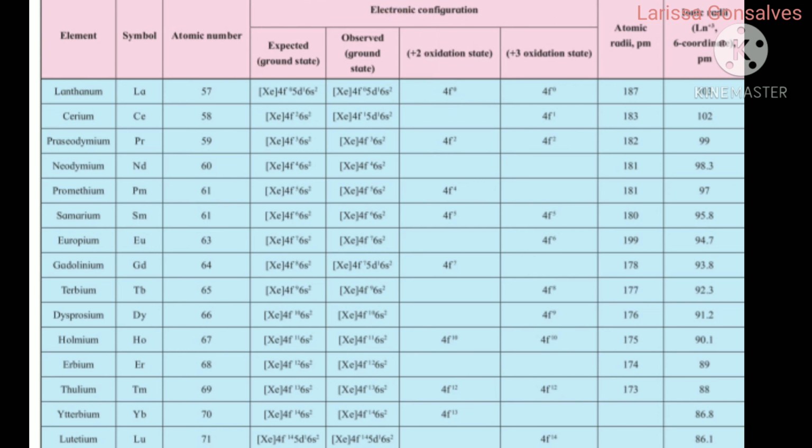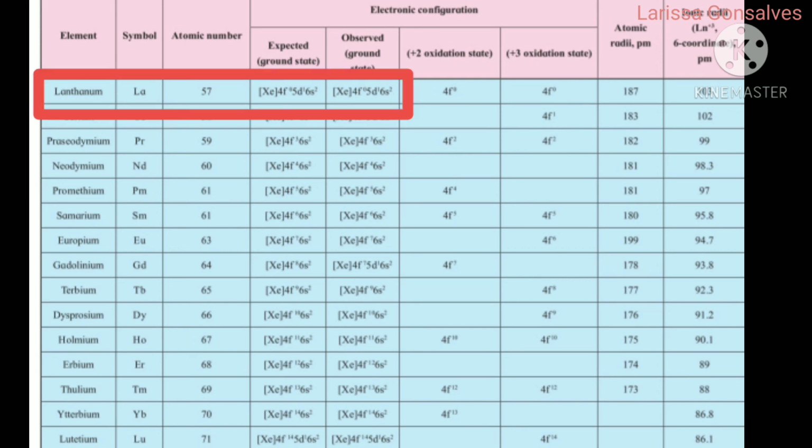Lanthanoids involve the filling of f orbitals. The energy of the 4f and 5d orbitals is very close. In the case of lanthanum, the 4f orbital has higher energy when compared to the 5d orbital, and that is the reason lanthanum shows the electronic configuration of 6s2 5d1 and not 6s2 4f1.